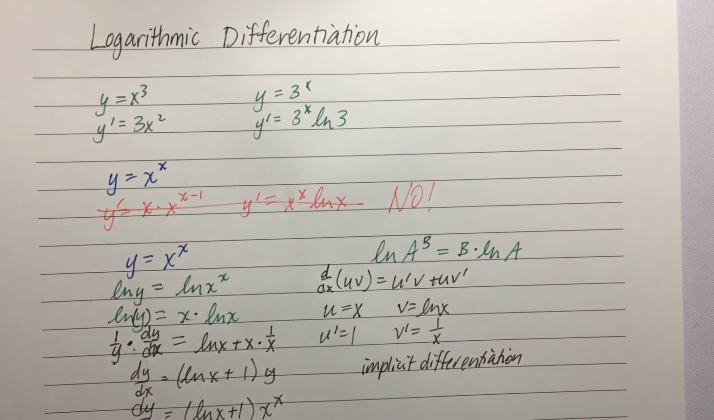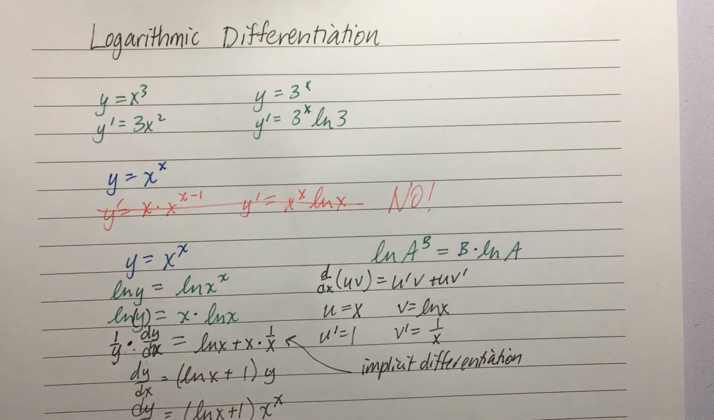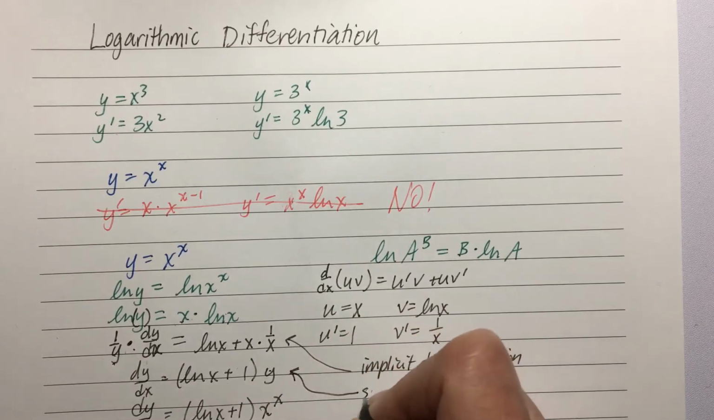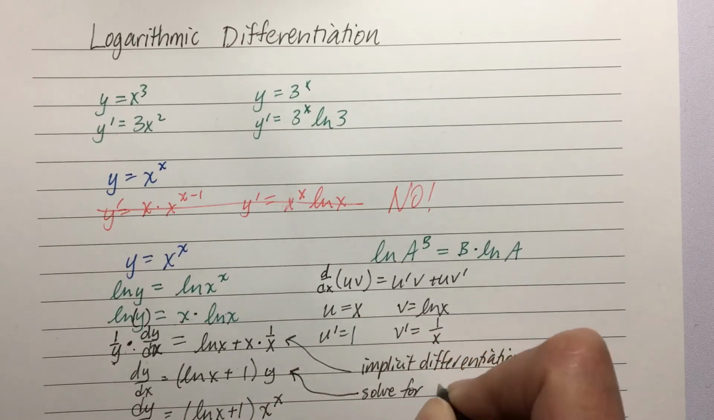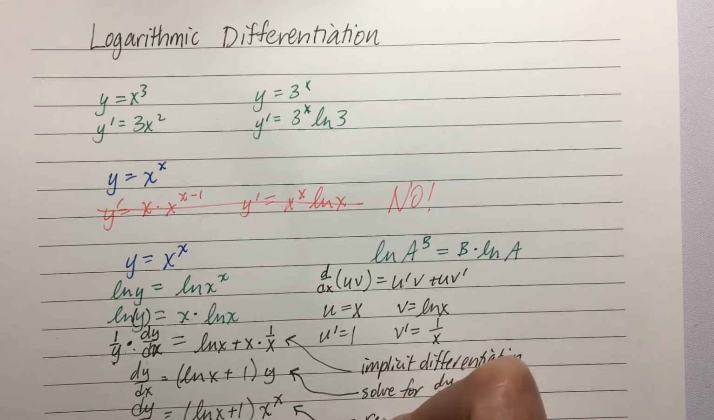So you can go back to the video on that if you need. So that implicit differentiation right there, and then solving for dy dx. And then once you've solved for dy dx, replace y for what y is equal to. So I'm going to add a little note: solve for dy dx, and then the last step is to replace y with what it's equal to.